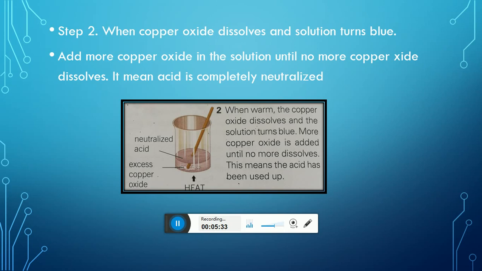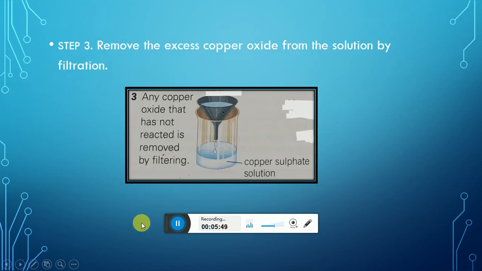Now the third step. As I told you, in the previous figure we have an extra amount of copper oxide at the bottom of the solution. So through the filtration process, we remove the extra copper oxide which has not reacted during the chemical reaction, and at the end we have a copper sulfate solution left behind after removing the copper oxide.